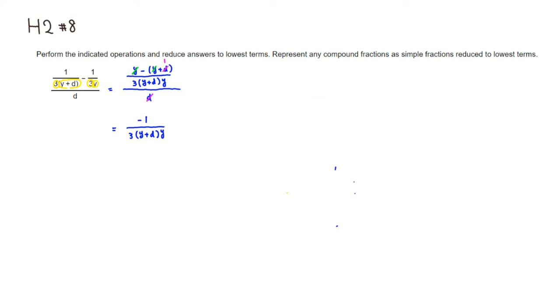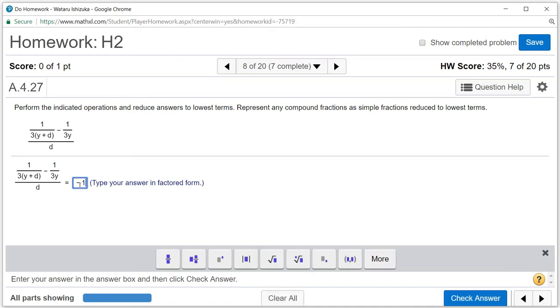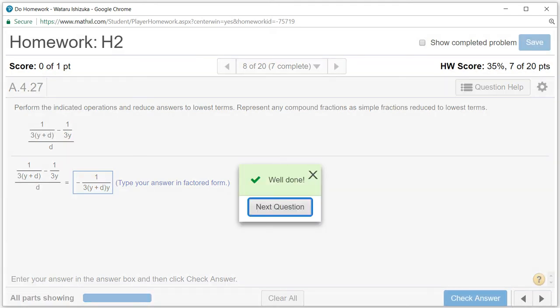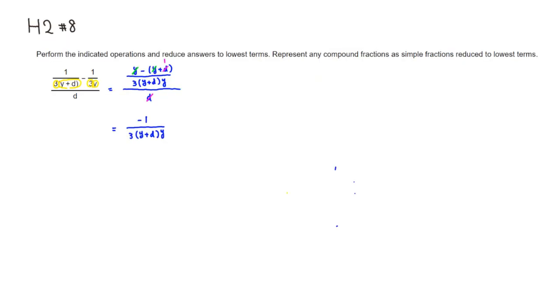So let's type it in. We got negative 1 over 3 times y plus d and times y. So let's check the answer. We got that. That's it. I hope that this was clear.